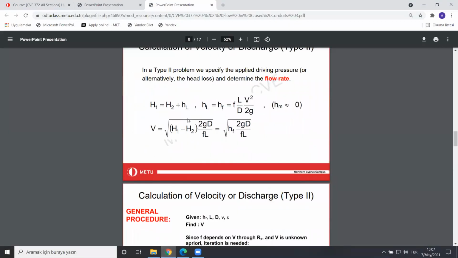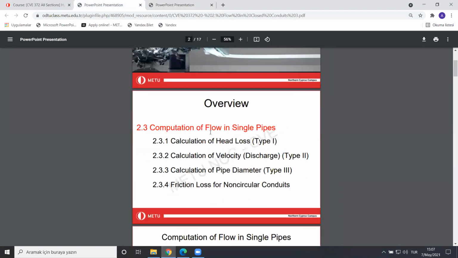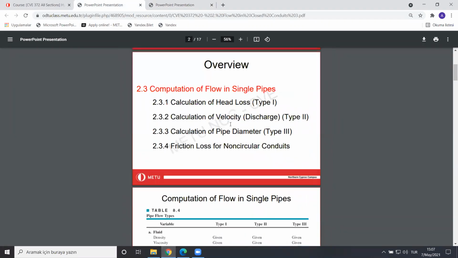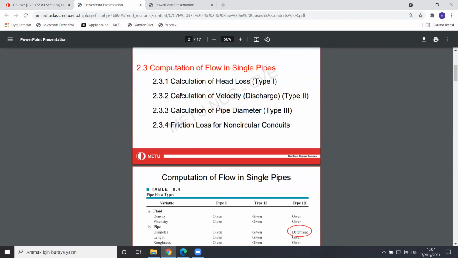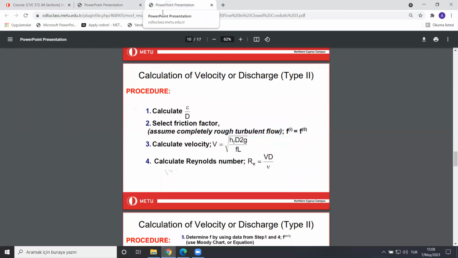So we have different types of problems, okay? When we have some certain unknowns. For this question, the question asks us the discharge. And when we don't know the discharge and F value and the discharge is asked, it comes down to type 2 problems, okay? So when you have a type 2 problem, the process you need to follow is, first of all, you will calculate this relative roughness.